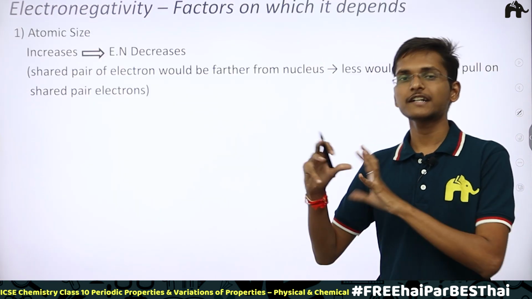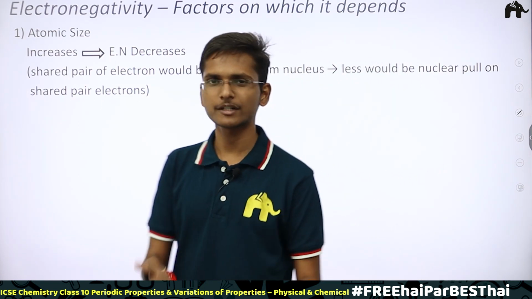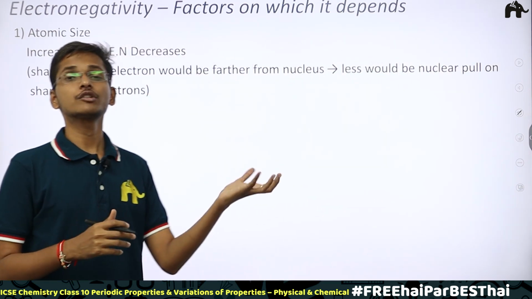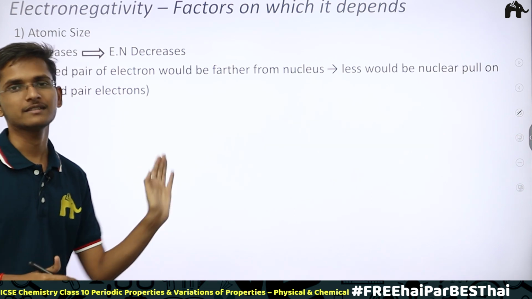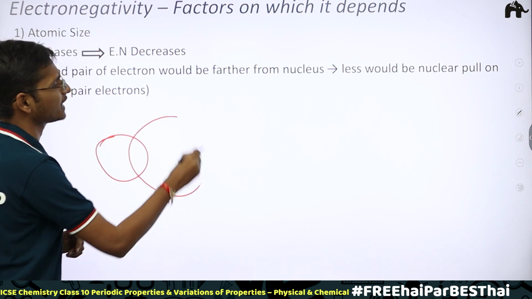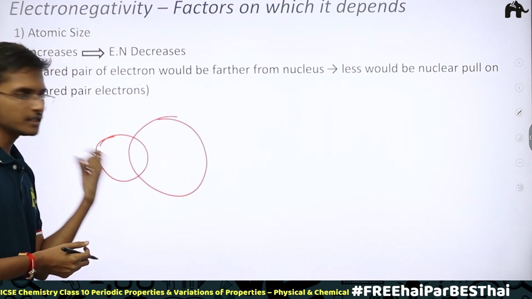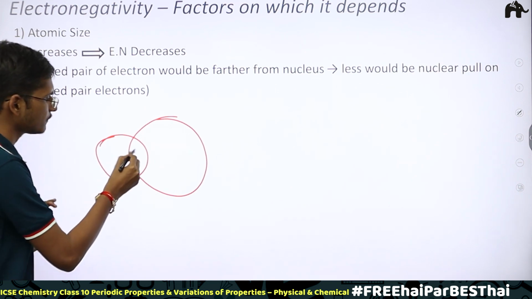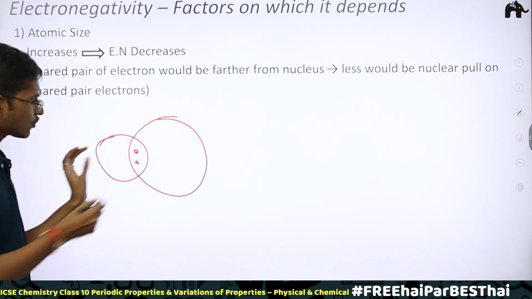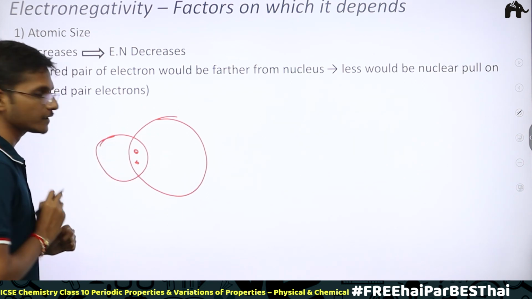Okay, now let's see the factors on which electronegativity depends. We all know it would depend on atomic size and nuclear charge. Now first we are going to see what happens to the electronegativity when atomic size increases. So I am taking an example. Now this is a slightly different type of example. So here this is the atom which I am considering. It is combining with some other atom, and while combining it is sharing its electron, and this atom is also sharing its electron. So suppose one electron is being shared, so this is the shared pair of electrons.